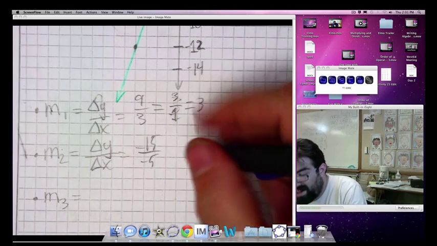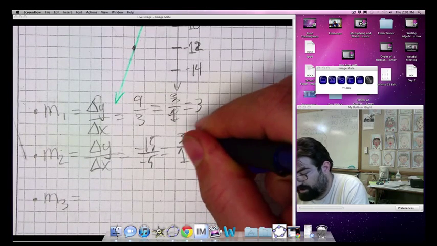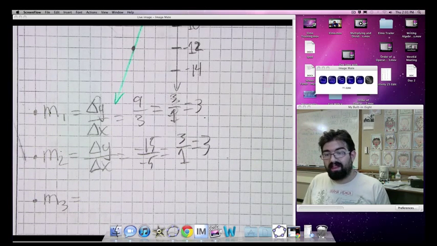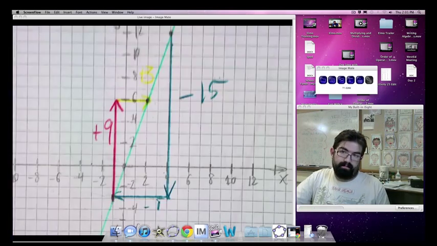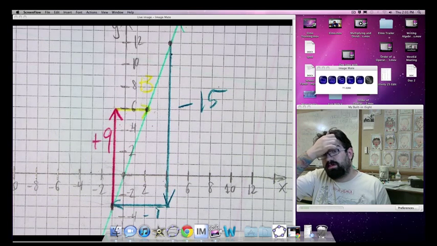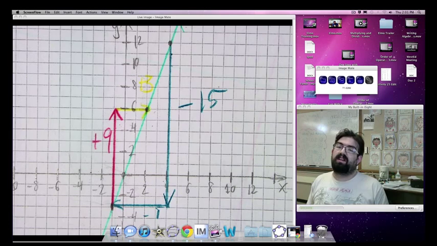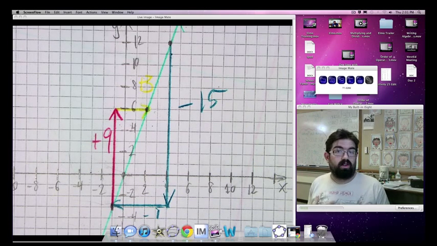A negative divided by a negative is a positive, and this still simplifies to 3 over 1. Hey, look, that is 3 also. That's the magic of slope. It doesn't matter what 2 points I pick. As long as I pick 2 points, that is all that matters. Really cool idea, I think. And of course, my opinion is all that matters.